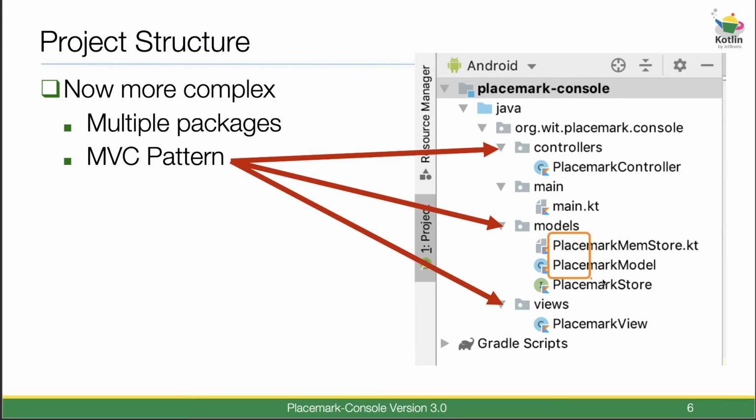So we're using placemark mem store, placemark model, placemark store, placemark view for argument's sake, and placemark controller. You will see very similar classes in the Android version of this, especially the placemark mem store, placemark model, and placemark store interface. Okay, so I'll talk about those in a minute, but in the context of the project structure, you will see this again. So hopefully it'll make it a bit easier to move across. Okay.